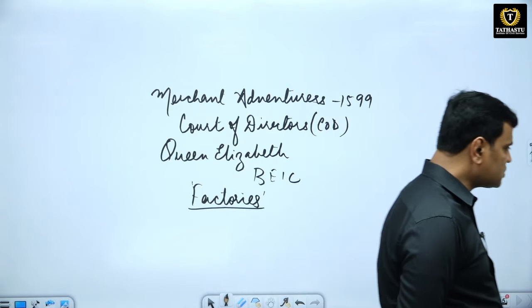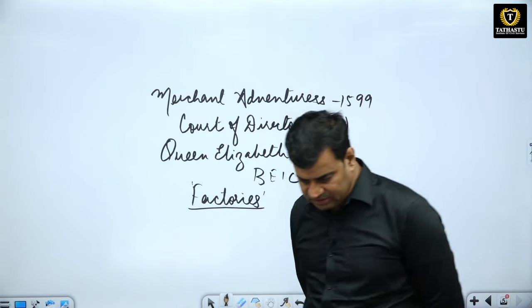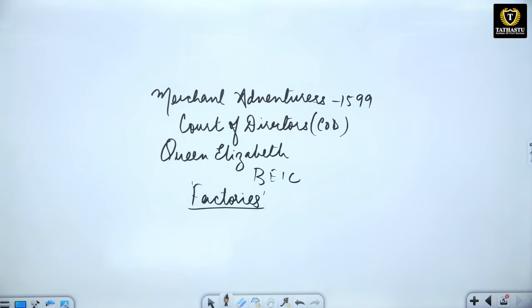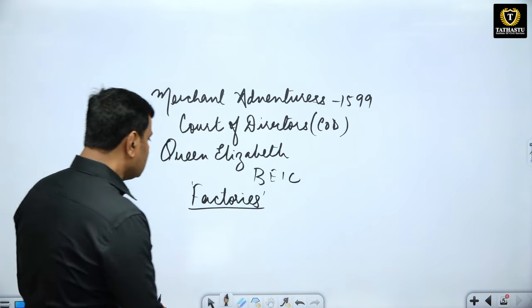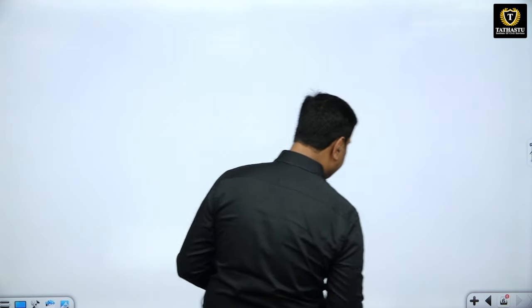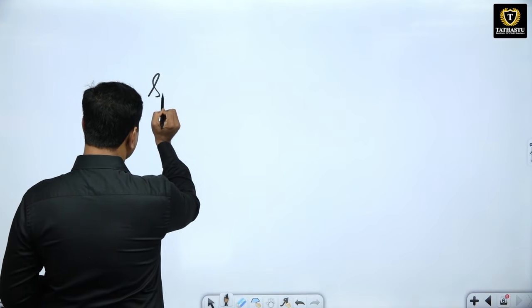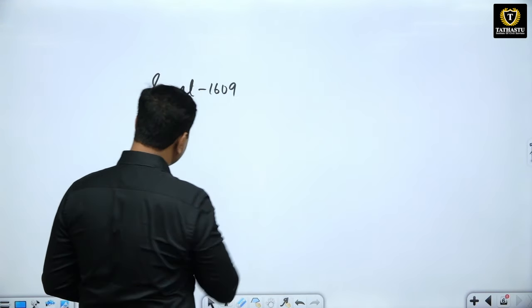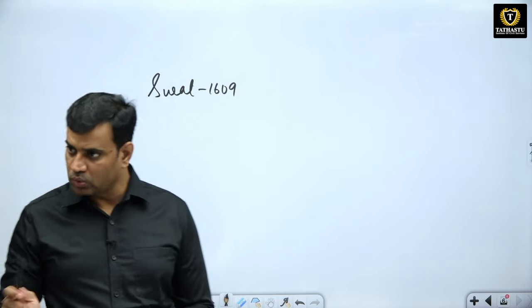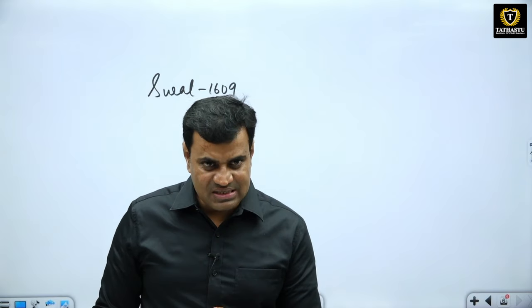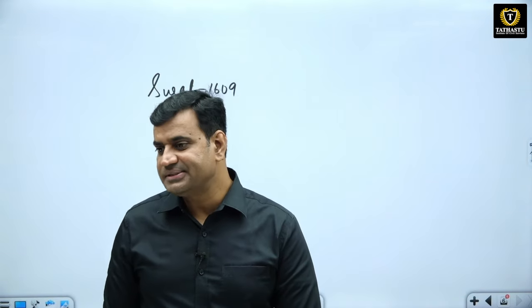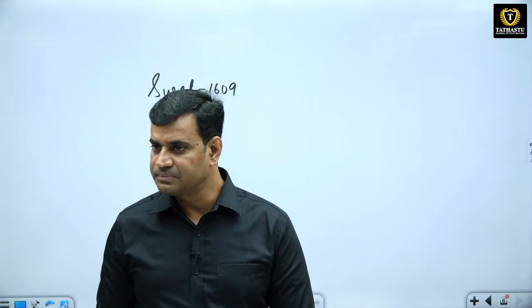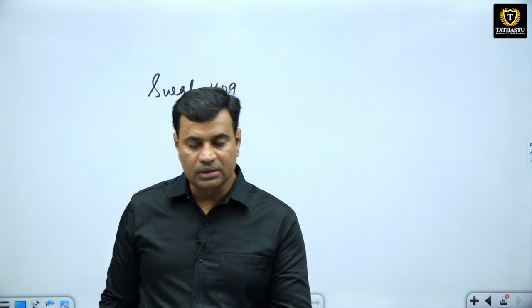It was decided to establish the first factory at Surat, on the western coast. The first factory at Surat in 1609.